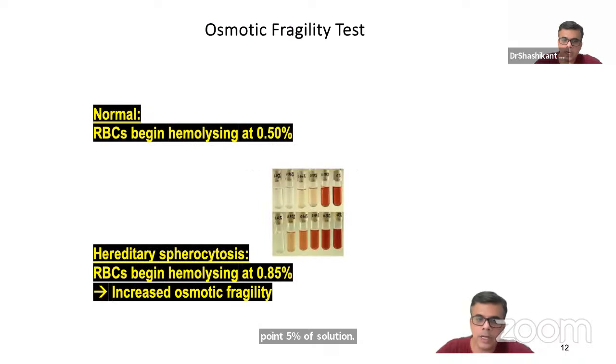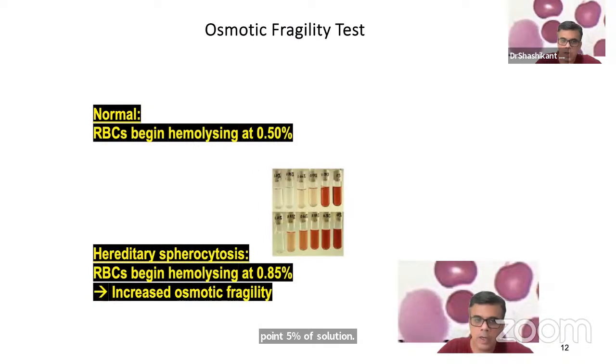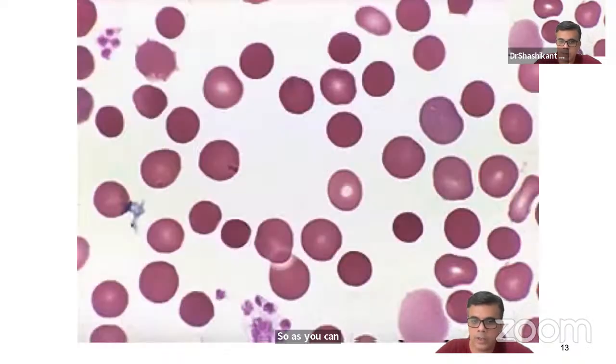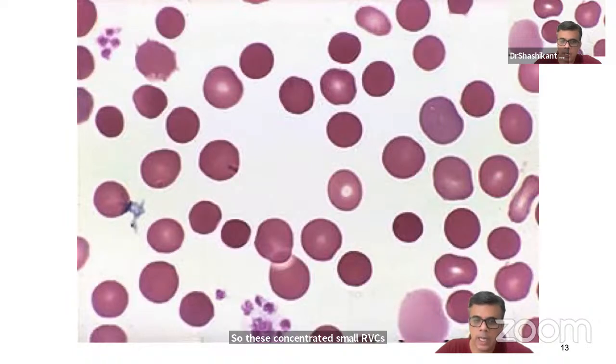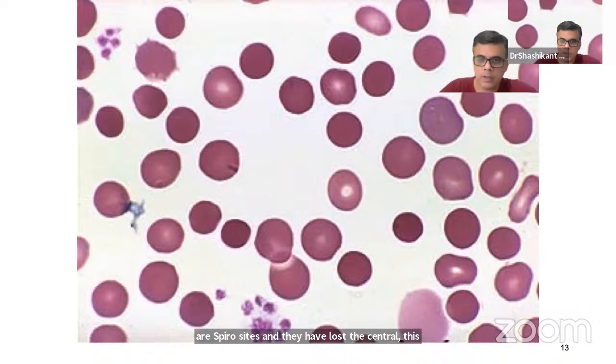So as you can see, RBCs lyse much earlier, and here, as you can see, there are spherocytes. So these concentrated small rounded RBCs are spherocytes, and they have lost the central pallor. This kind of image may come in your questions. Having lost the pallor, they are very dark, so MCHC is higher. So this is the characteristic feature.